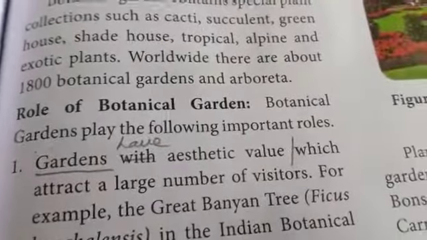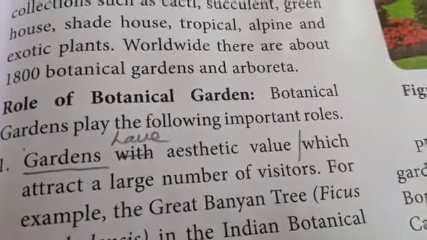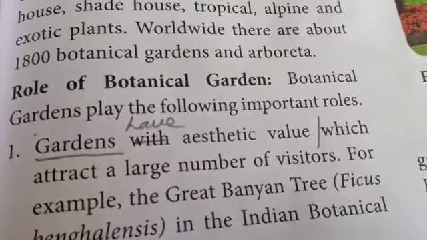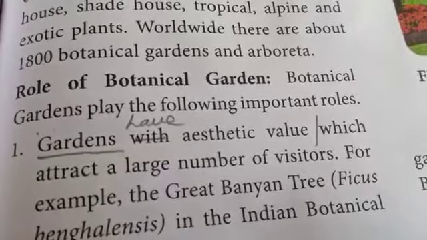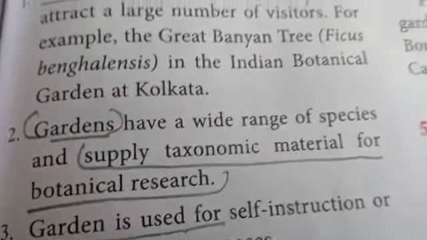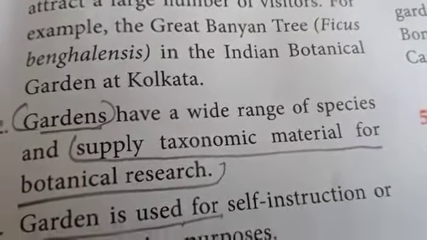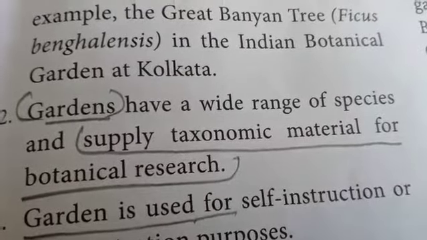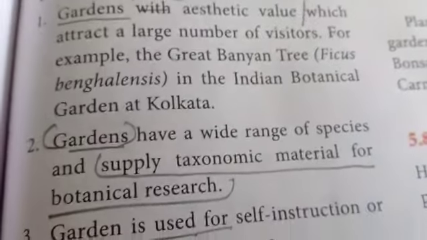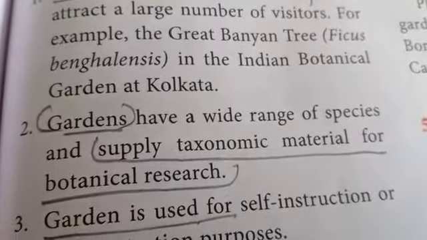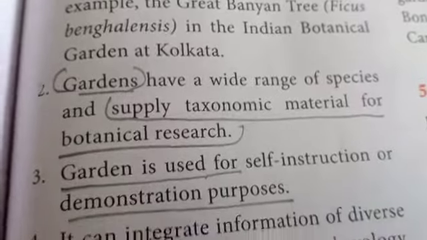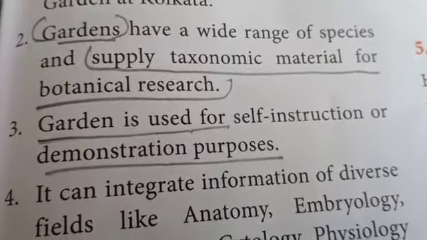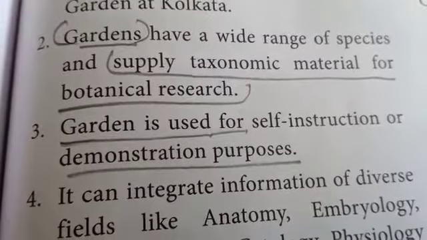The first one is gardens have aesthetic values. So that will be your first point. And the second point would be gardens supply taxonomic material for botanical research. So this would be your second point. Third point, garden is used for demonstration purpose. So that would be your third point.